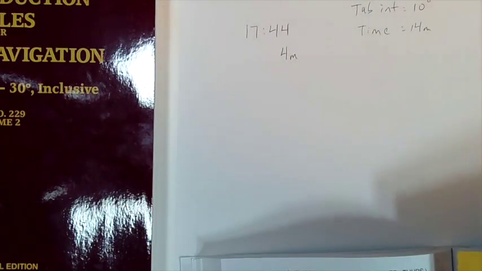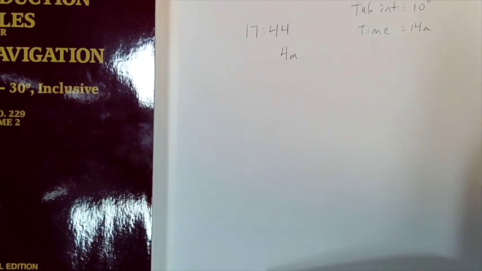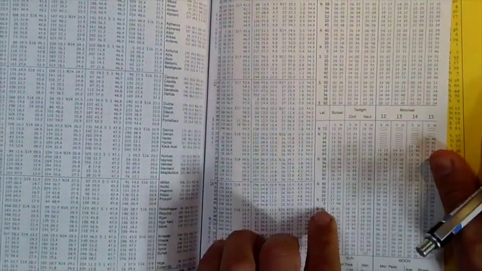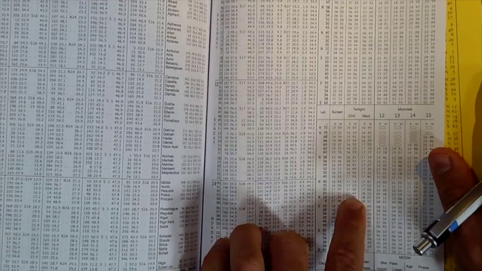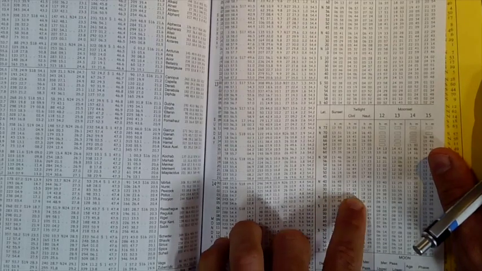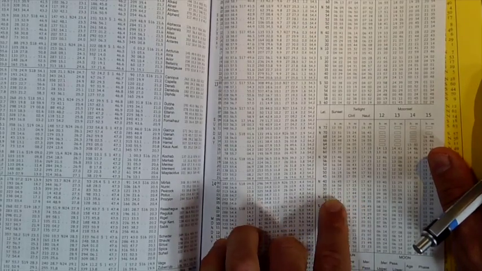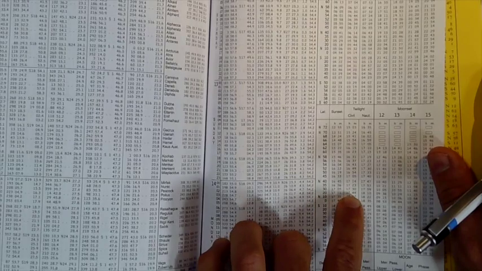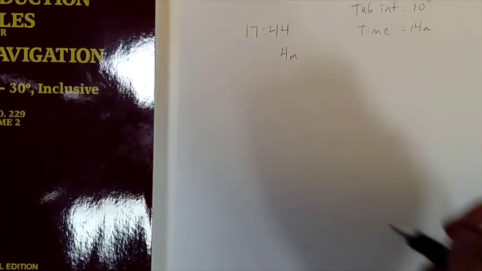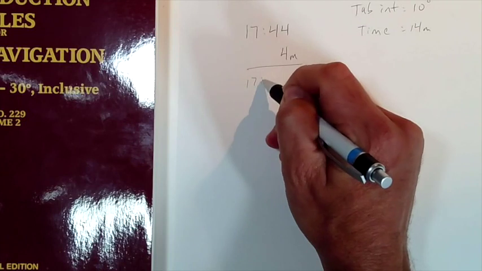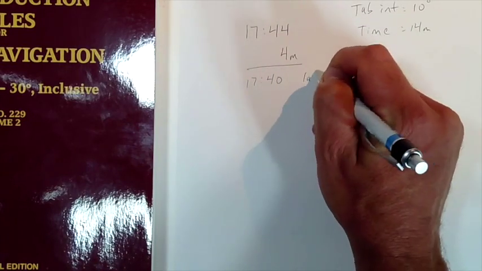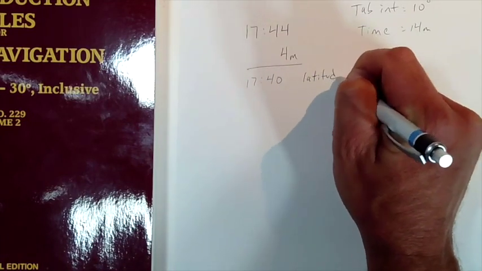If we look back at the tables, we can see that 1744 was the value for 20 degrees and it's less for 30. So we're somewhere between 20 and 30, so we need to subtract those 4 minutes. So our latitude corrected time is going to be 1740.